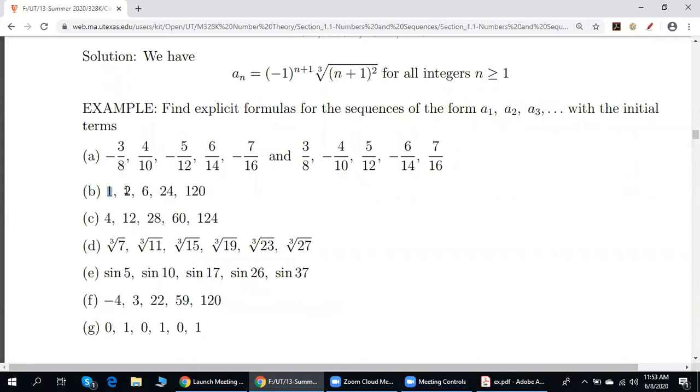For example, a2 is a1 times 2. a3 is a2 times 3. a4 is a3 times 4. a5 is a4 times 5. This formula is absolutely correct.